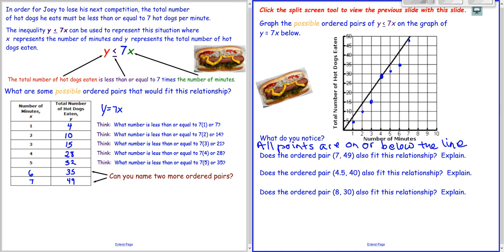Okay, I'm going to switch colors. Does the ordered pair (7, 49) also fit this relationship? Well, let's look. 7 and 49 is one actually that we had, and it's on the line. And we said that all the points are on or below the line. Yes, because it is on the line.